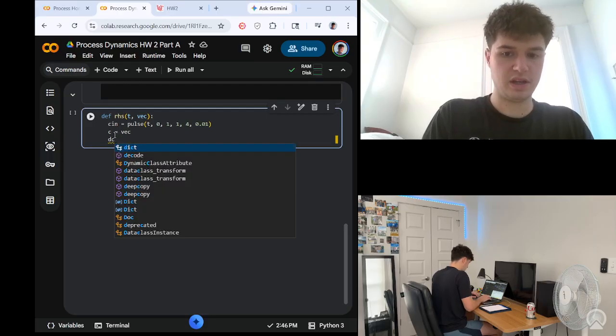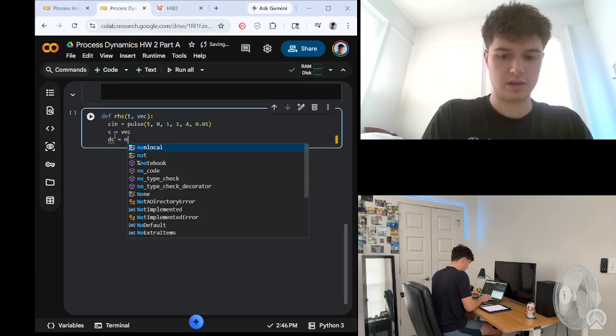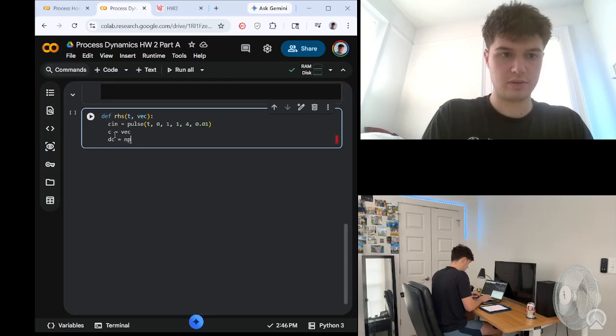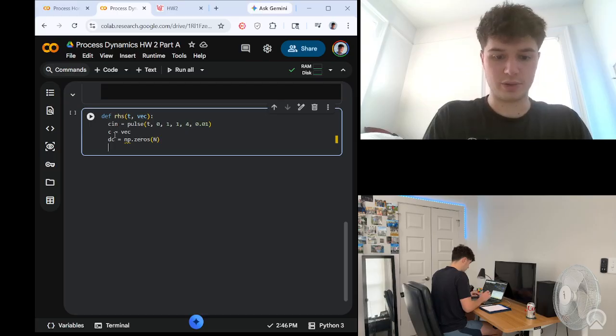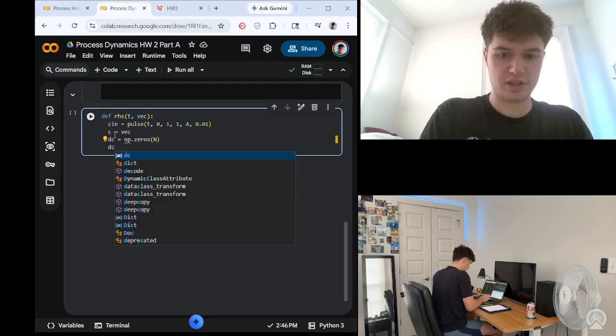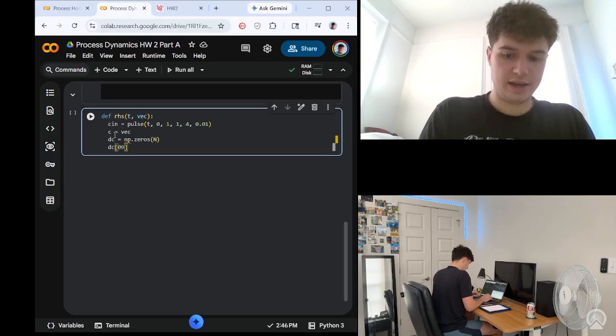So the derivative of C is going to be equal to np.zeros with our number of iterations, which is going to be N, which we have as 100 right now. And then we also want dC at 0, and this is going to be equal to Q, which was our flow rate in, times concentration in, minus C0, and then all of this will be divided by volume.